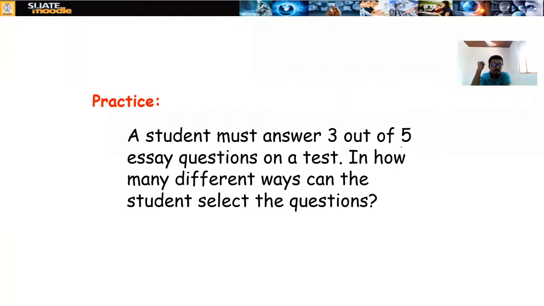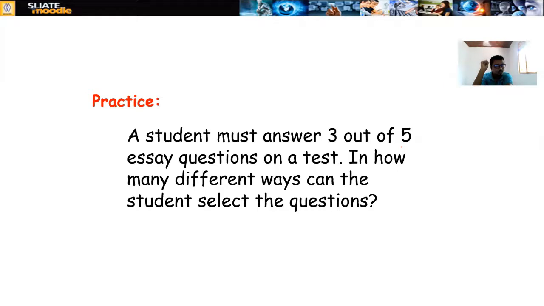In how many different ways can the student select the questions? There are 5 questions in a paper and you need to answer 3 questions out of that. How many options do you have? That is what it is asking here.